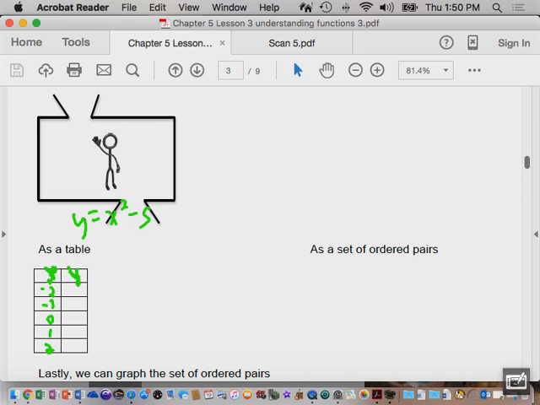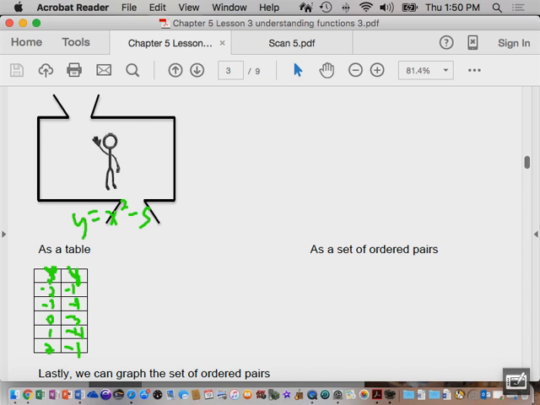So what's -2 squared? We did that before. 4 minus 5 makes -1. That's how I made the table. What's -1 squared? Guys, -1 squared. Come on. 1 minus 5 is -4. 0 minus 5 is -5. And then it just repeats again.